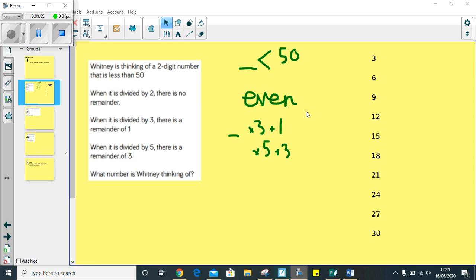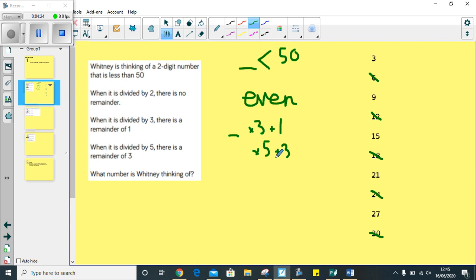Right, to help me figure it out, I've written my 3 times table down the side of here. Now I know that if I times it by 3 and then I add 1 to it, it has to be even. So I know it can't be this one, because if I add 1 to 6, that will equal 7, and that's an odd number. 12 won't work either. 18 won't work. 24 won't work, and 30 won't work.